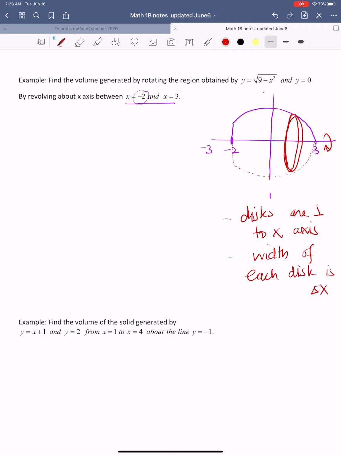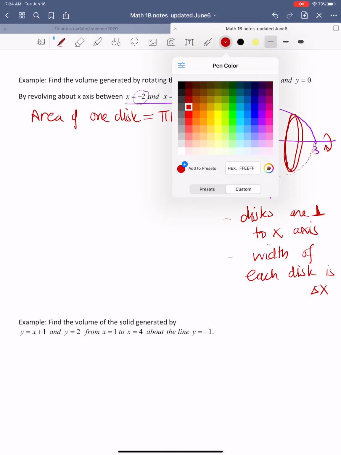That means the width of each disc is delta x. Okay, what else? All right, discs are perpendicular to the x-axis. Width of each disc is delta x. Okay, so we want to find the area of one disc. To find the area of one disc, well, I need pi r squared. That's the area of a circle. But I need to think about the radius because we don't know what the radius is.